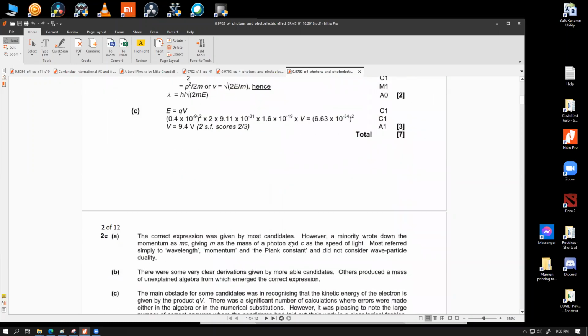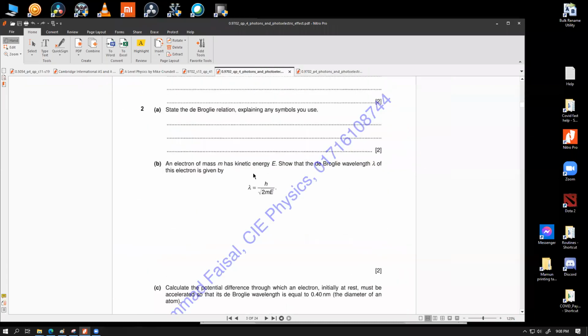The correct expression was given by Moscow. However, Manfredi wrote down the momentum as mc, giving m as the mass of the photon and c as the speed of light. Most referred simply to wavelength, momentum, and the Planck constant, and did not consider wave-particle duality. Not considering wave-particle duality means that in your description you have to write the combined terms. In lambda you have to write the wavelength of the particle, and in v, the speed of the particle. Whenever you write wavelength of the particle, you are considering the wave-particle duality within your description. So that has to be included in your identification of this quantity.